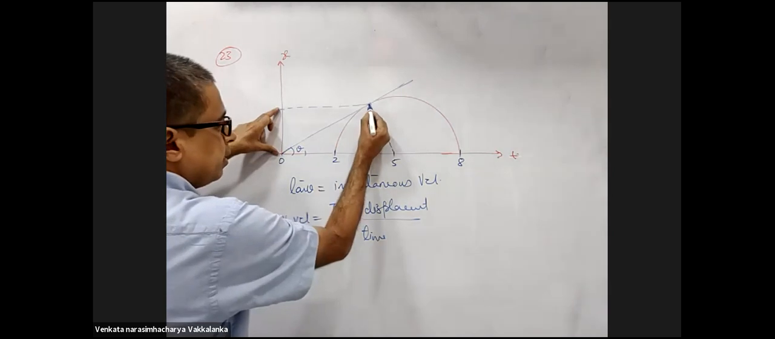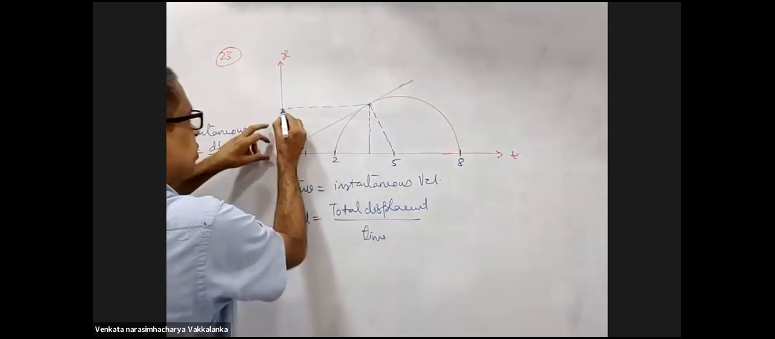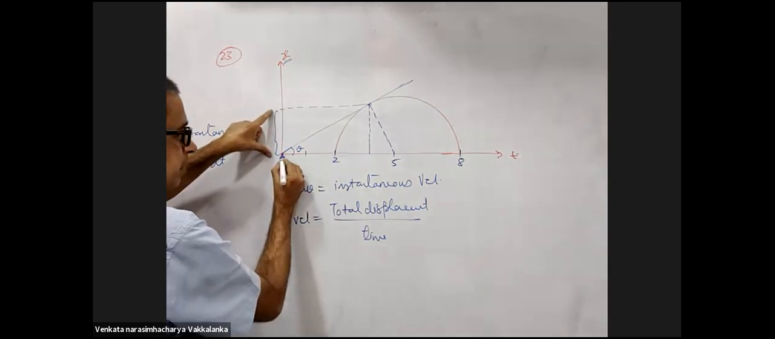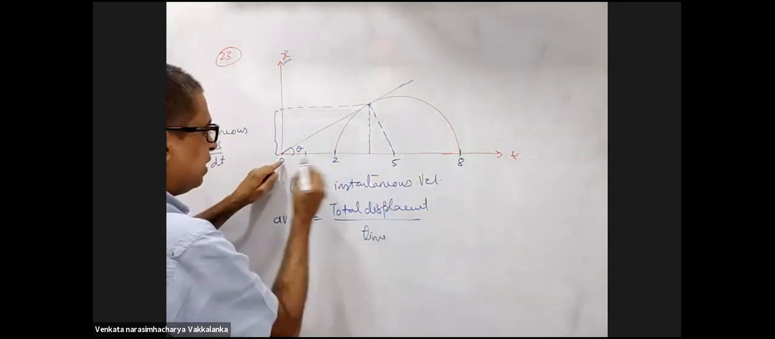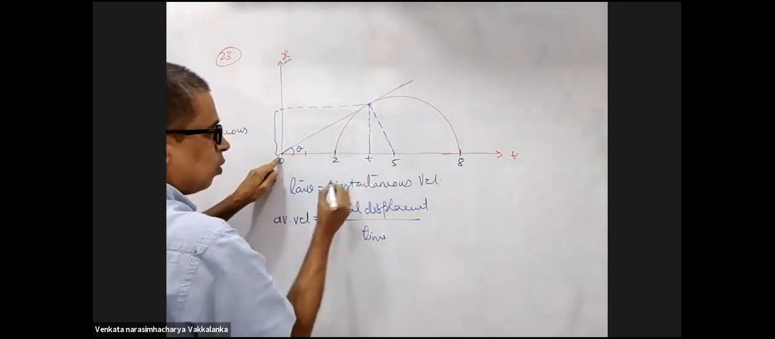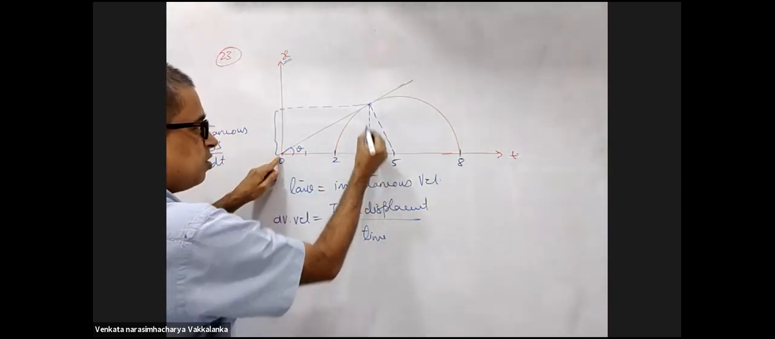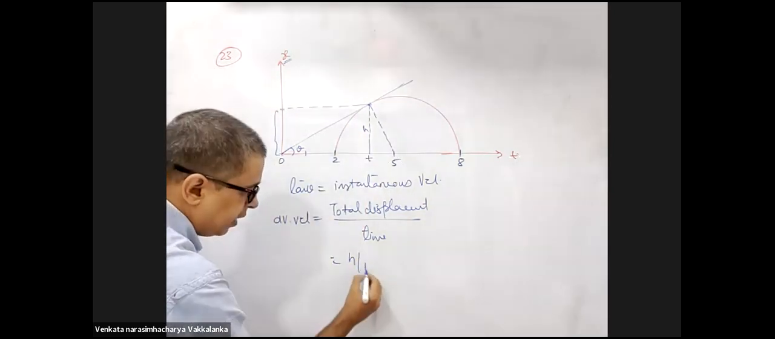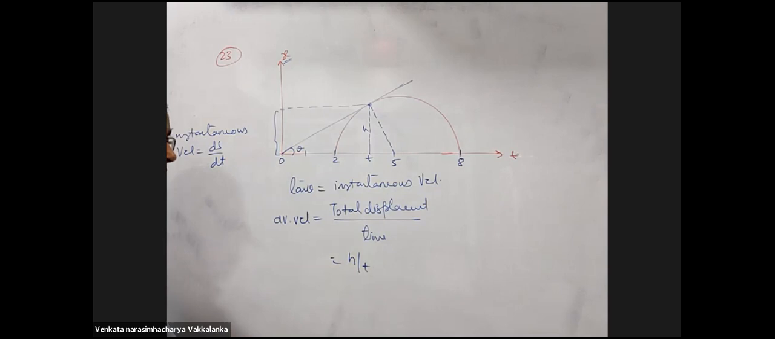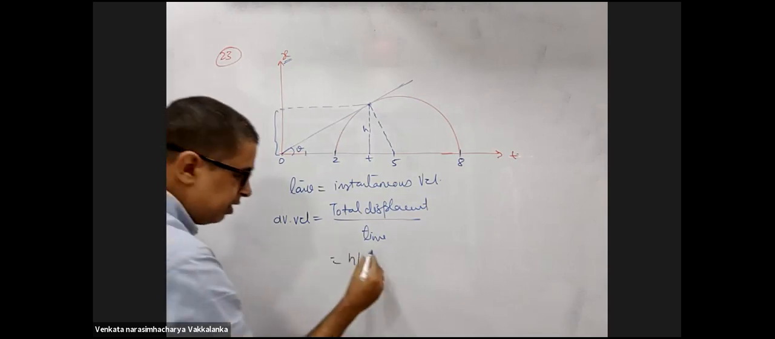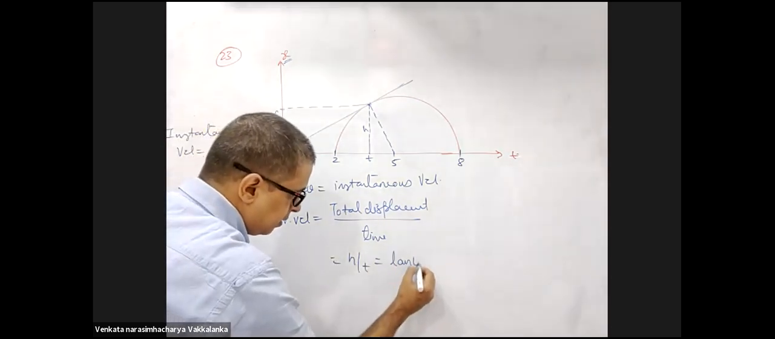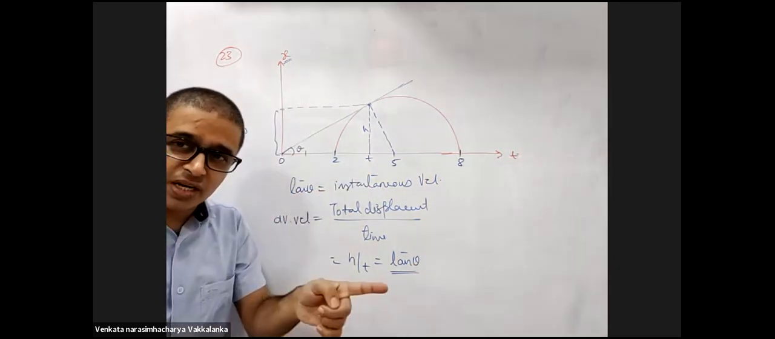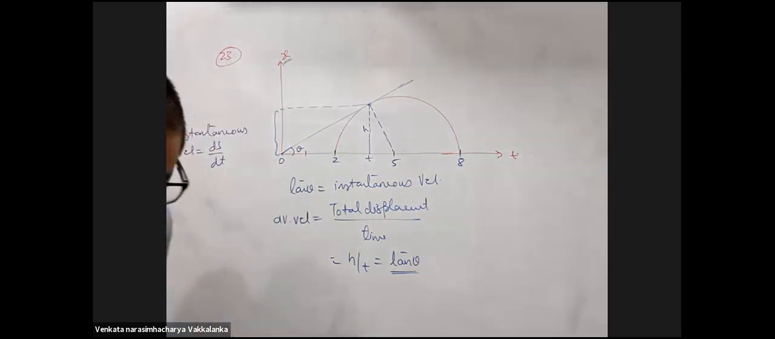Now have a look at it. In this situation, this is the displacement, this is time. Please see the movement of the marker. 0 to, I'll call it t. 0 to t is the time. This height, I'll call it h. Can I call it h by t, average velocity? Is h by t equal to tan theta? So at this time, can I claim instantaneous velocity and average velocity is the same?